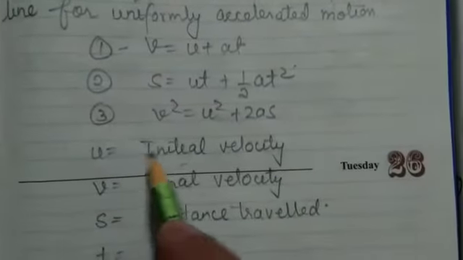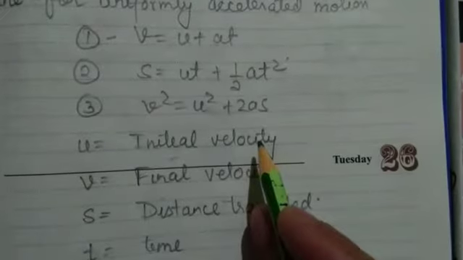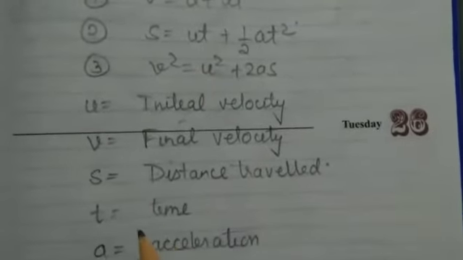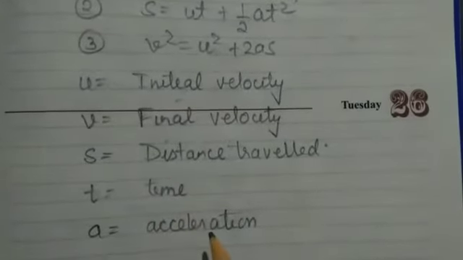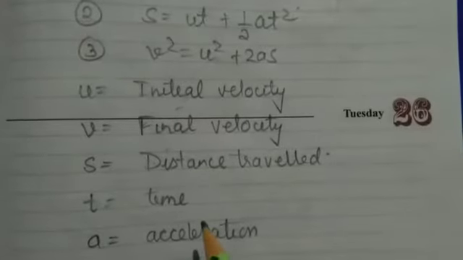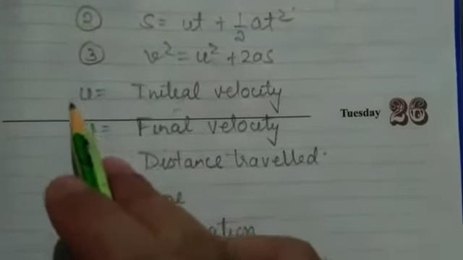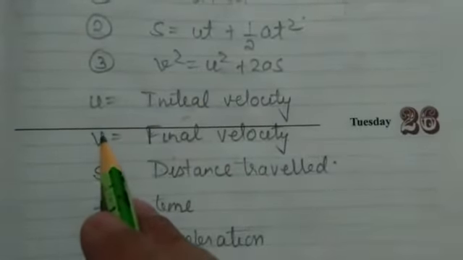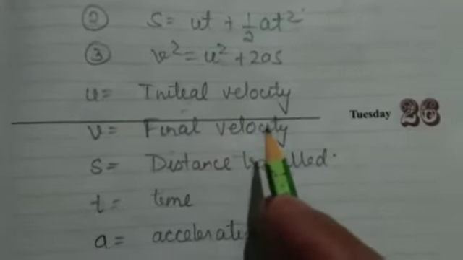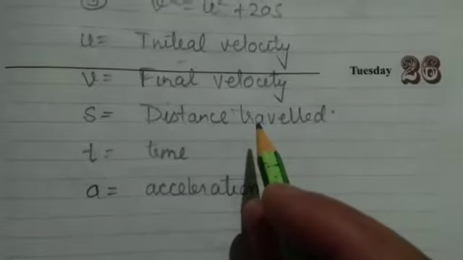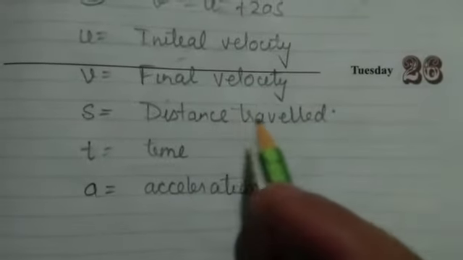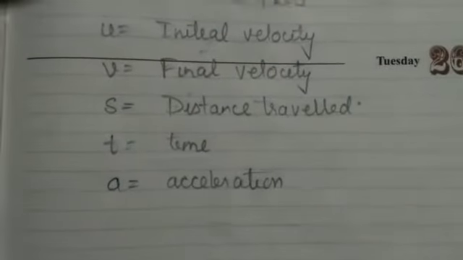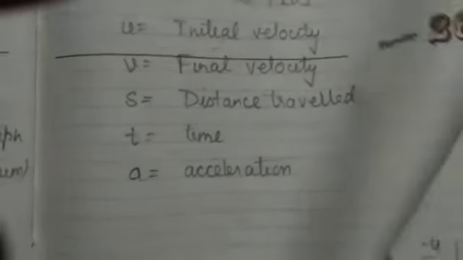In these equations, U is the initial velocity of the object, V is the final velocity of the object, S is the distance traveled, and T is the time taken, and A is the acceleration. So if you are dropping a ball from your hand, then U will be 0 because you are just dropping it. The initial velocity is 0. V is the velocity when it reaches the ground because it is the final velocity. S is the distance traveled, it is the height from which you are dropping the ball. T is the time taken, and A is acceleration. In this case, the acceleration is the acceleration due to gravity.